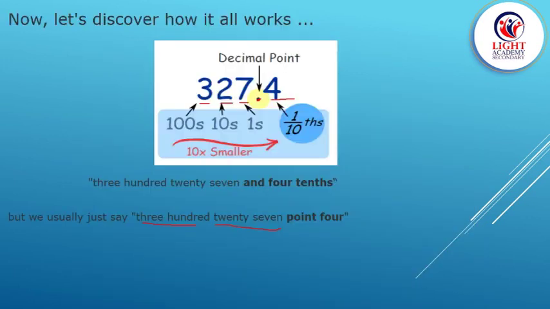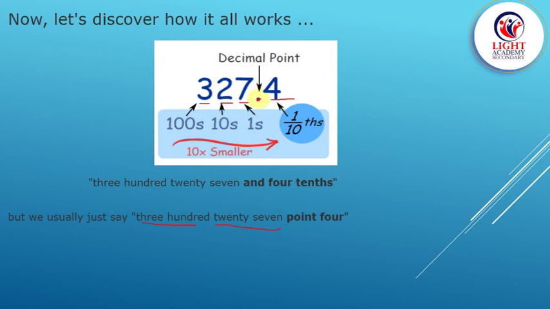Yes, so we have a bigger number here. We have the number 327.4. So you can understand from here that we have 300s, 2 tens, and 7 ones. This is the decimal point, and 4 tenths are there. So you can understand from here 327 and 4 tenths.